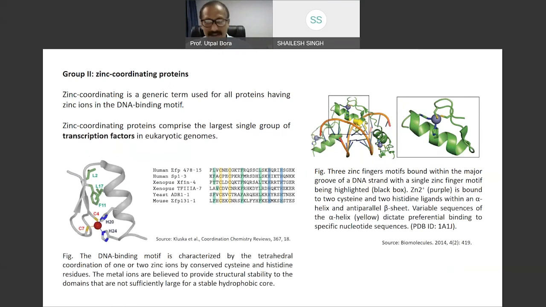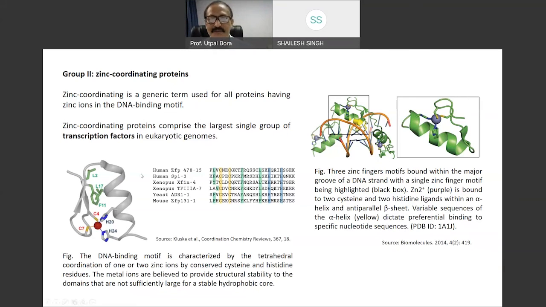Okay, so you have another second group, the zinc coordinating protein. So zinc coordinating protein is a generic term which is used for all proteins having zinc ions in the DNA binding motif. The zinc coordinating proteins comprise the largest single group of transcription factors in the eukaryotic genomes.